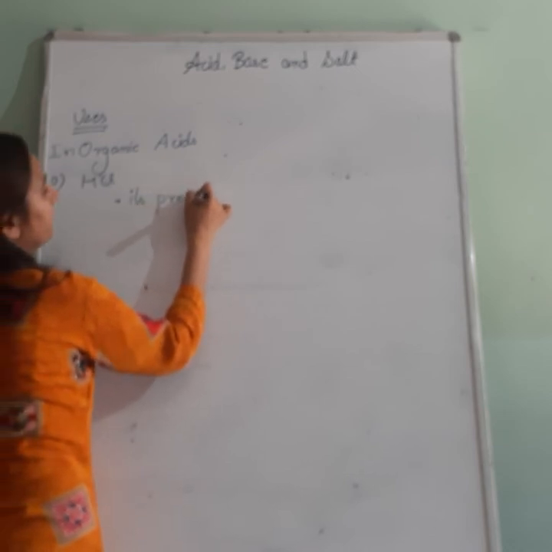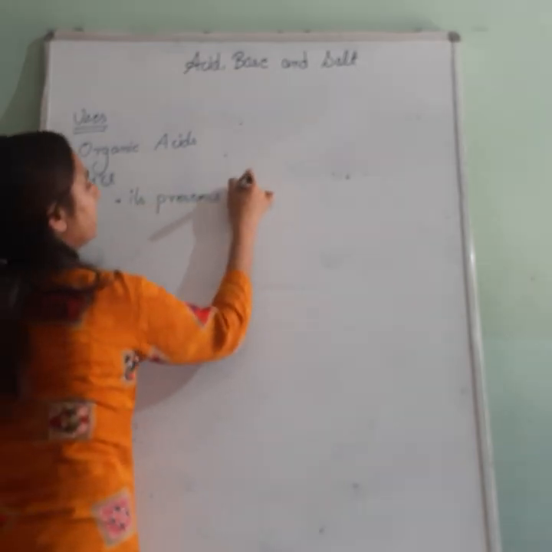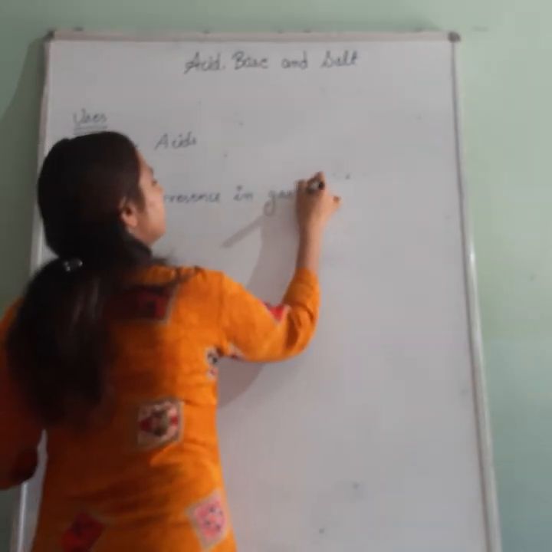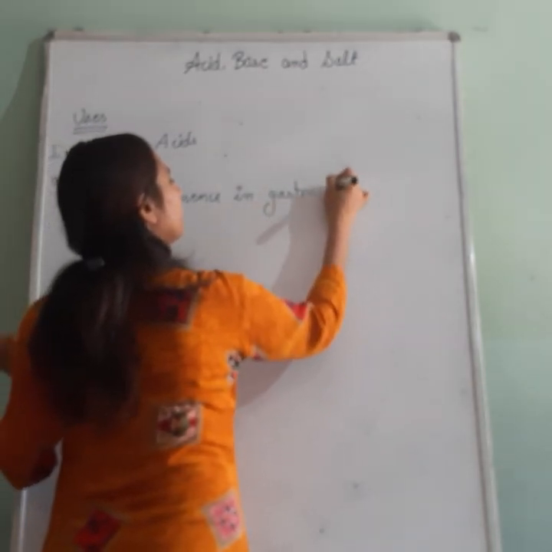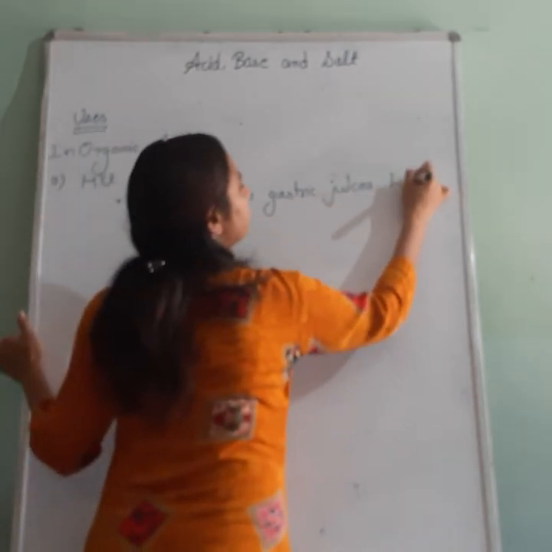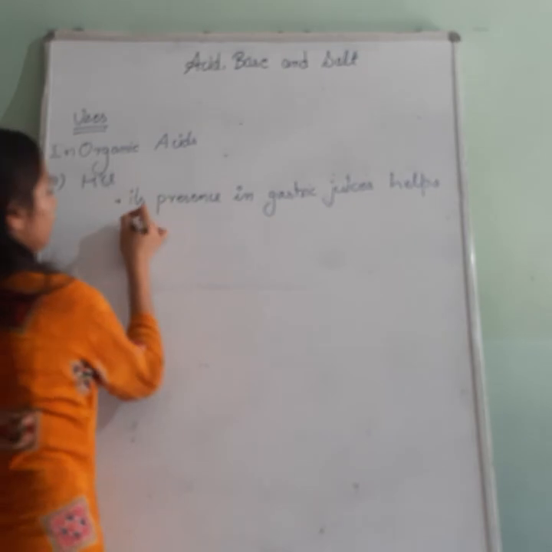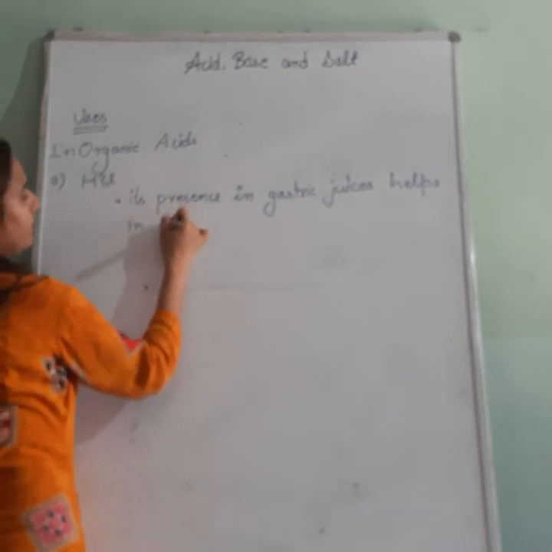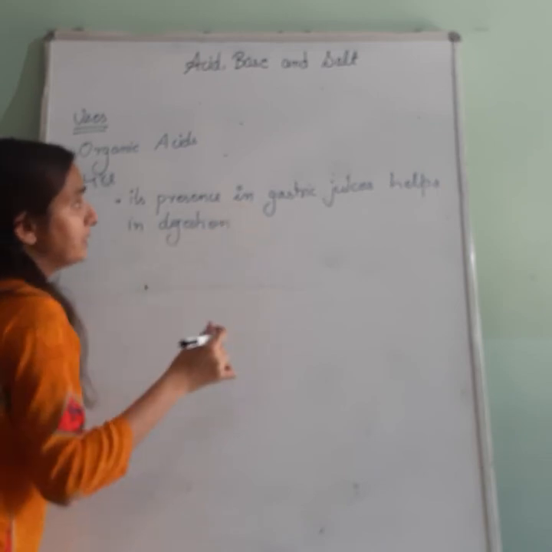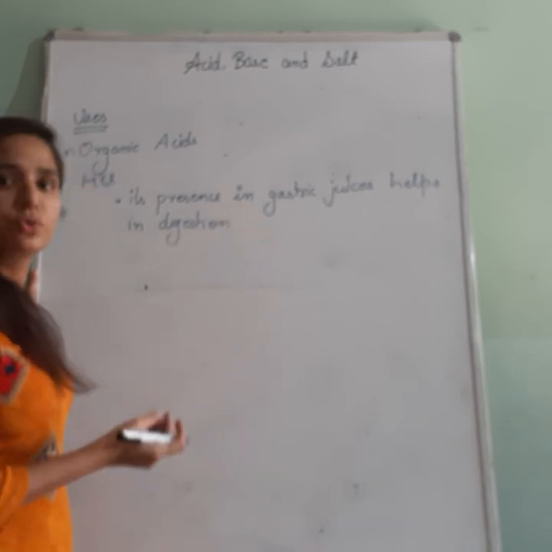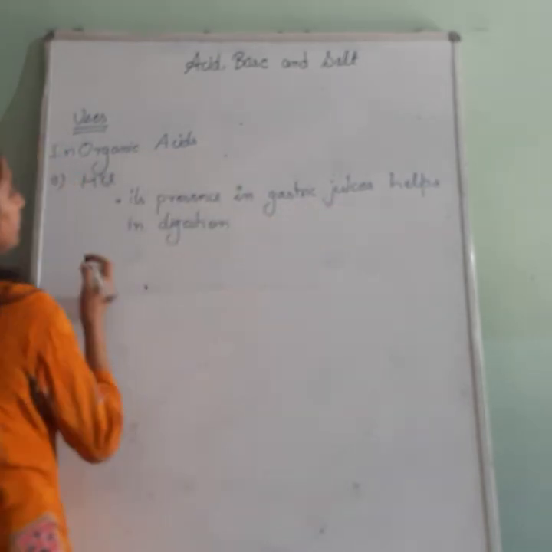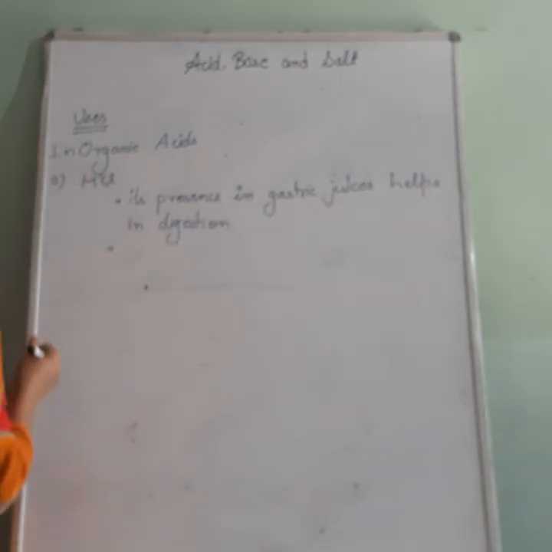in gastric juices, helps in digestion. As we know, our stomach releases some gastric juices for the digestion of food. So HCl is a component of that gastric juices which helps in digestion.